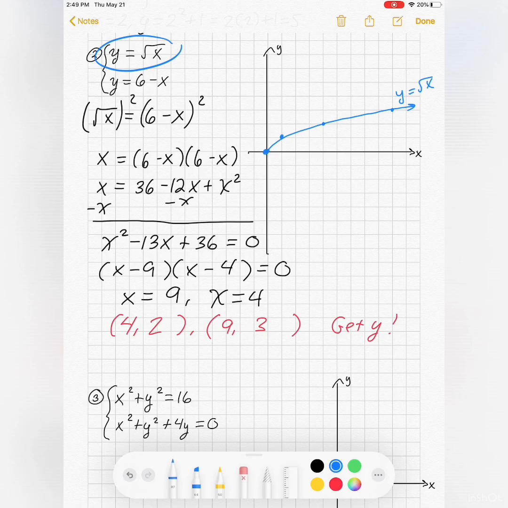Okay, now let me look at y equals 6 minus x. Isn't that the same as negative x plus 6? That's a line, right? The y-intercept is 6. The slope is -1.